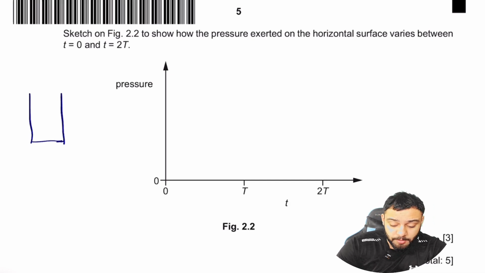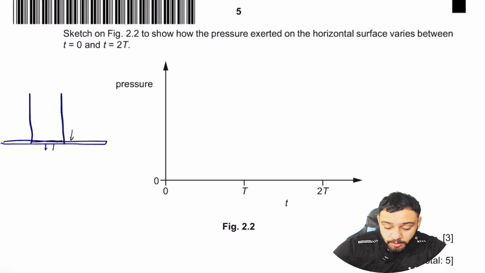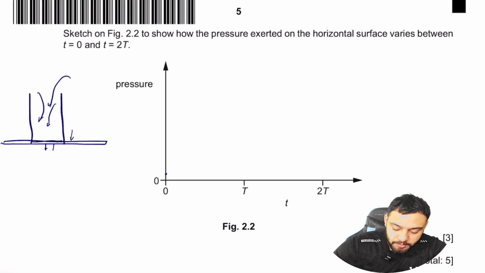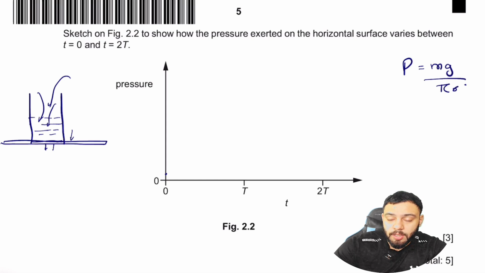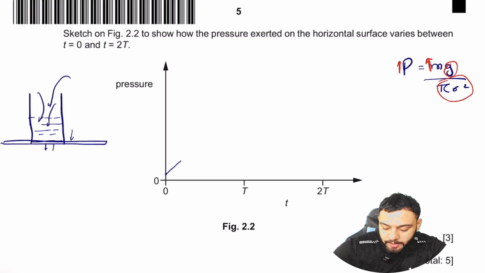So there was an empty beaker. Definitely, if the beaker is empty, this beaker would be exerting some pressure on the ground. So the graph can't start from 0. It has to start somewhere right above 0. Now, since the liquid is flowing at a constant rate, that means the mass would increase at a constant rate. We just discussed that pressure equals mg over pi r squared, the formula that we derived above. So if I increase the mass, the pressure would increase at a constant rate. We know that the gravity and the radius and everything other than that is constant. So since the pressure would be increasing at a constant rate, the graph would be a constant gradient line.